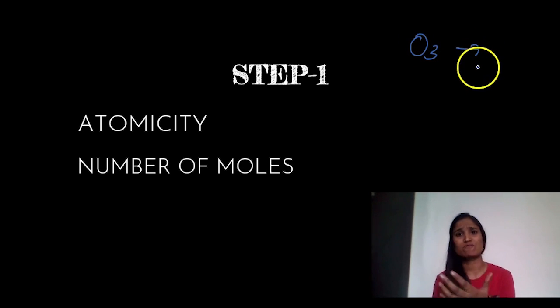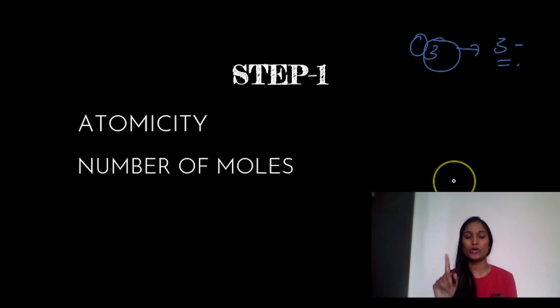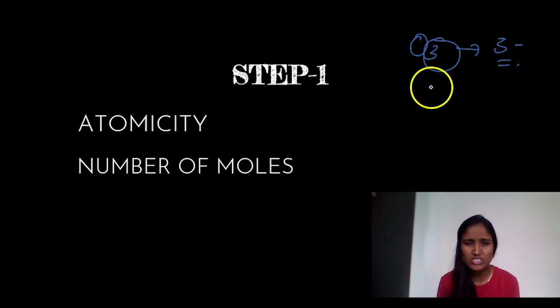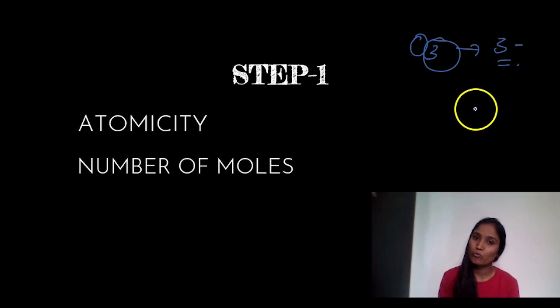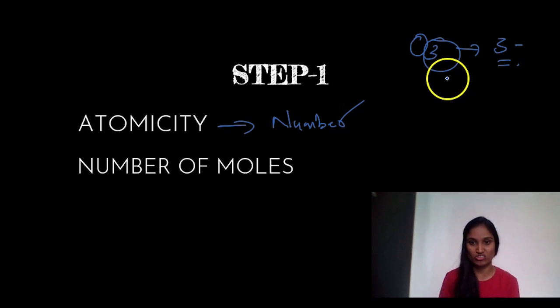Quickly. I already have so many answers in the chat. It's pretty good, and if you're not responding to me but just staring at my face, this is not going to help you out. You have to practice and respond if you really want to learn balancing. So 3 is the atomicity. To identify atomicity, you just have to observe the subscript. Atomicity is nothing but the number of atoms. So O3 has 3 oxygen atoms.